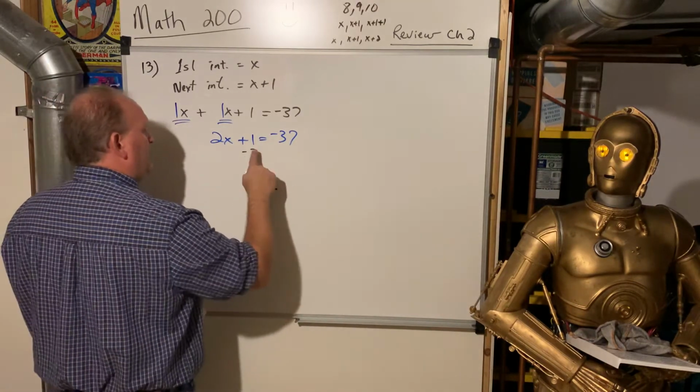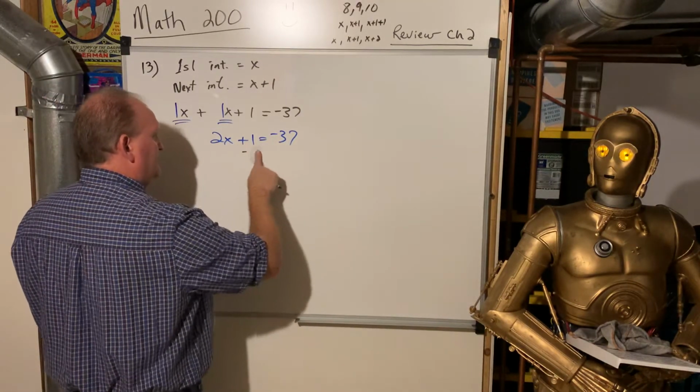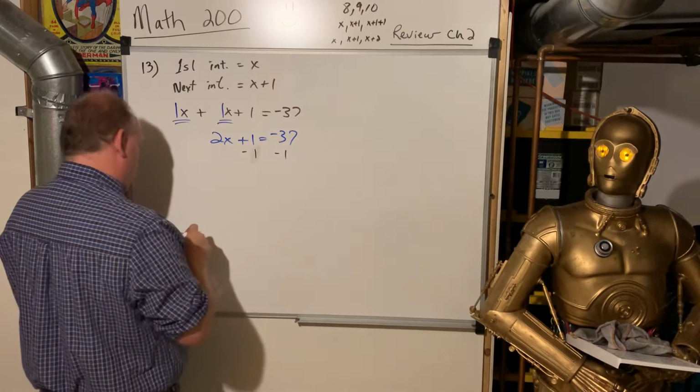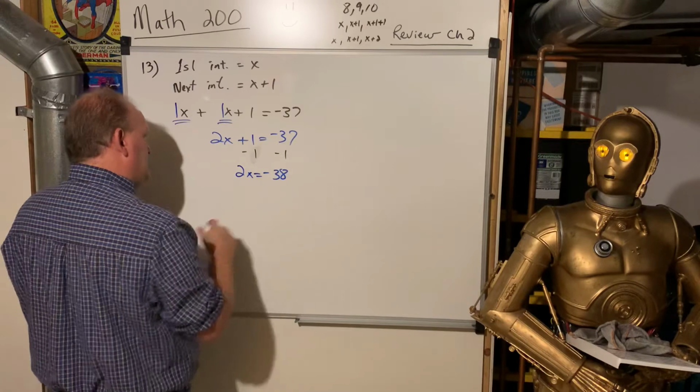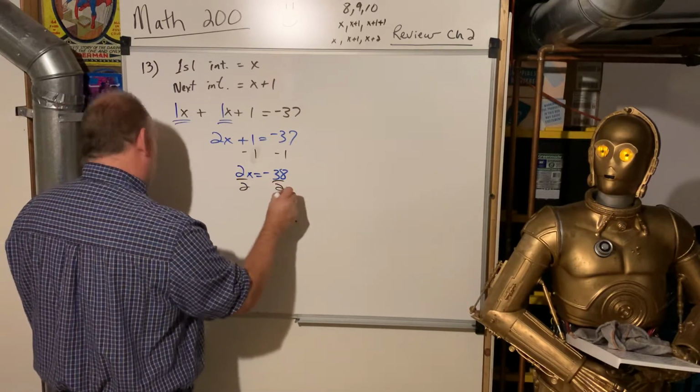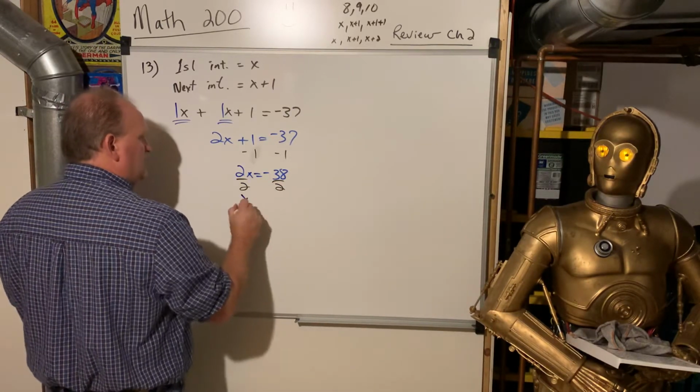And then subtract 1, how about? And then 2x is equal to negative 38. And then divide by 2. And then x is equal to negative 19.